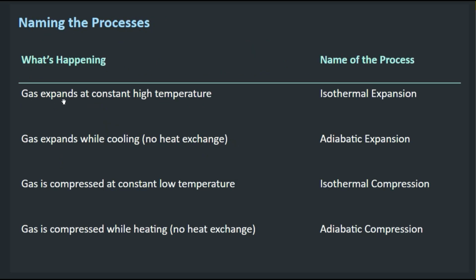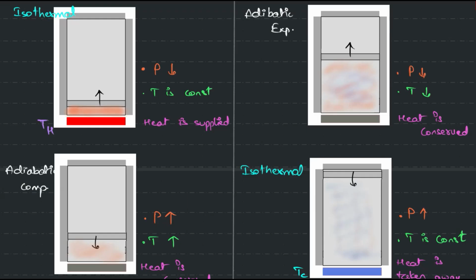Name associated: gas expansion at higher pressure and temperature, isothermal expansion. Gas expansion while cooling, adiabatic expansion. So these two are expansion. Gas is compressed at constant low temperature, isothermal compression. Sorry, I didn't complete the names over there. Gas is compressing while heating, adiabatic compression. So the name which I missed is isothermal expansion. Isothermal compression.